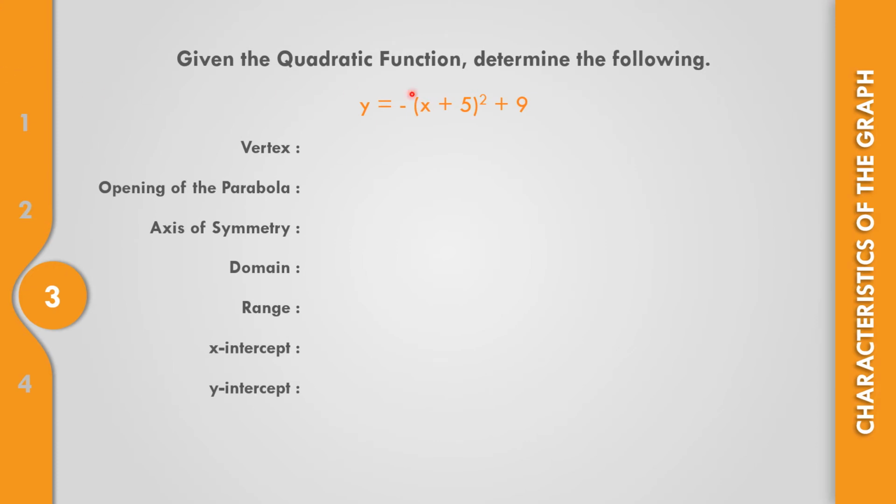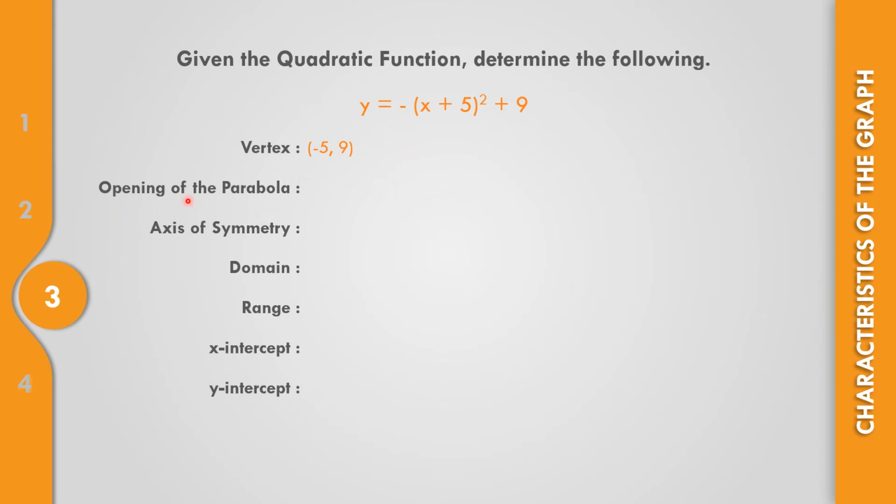How about number 3? Given the quadratic function written in vertex form, y equals negative the quantity x plus 5 squared plus 9. Let us determine the vertex. The vertex is (h, k). Nandito yung h, nandito yung k. We need to change the sign for h because based on the formula it is x minus h. So the vertex becomes negative 5, and then copy the value of k, that is 9. So the vertex is (-5, 9).